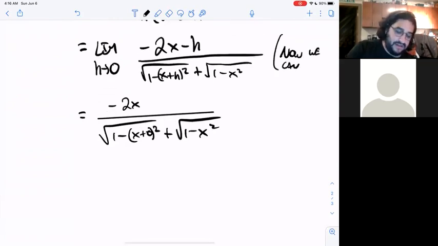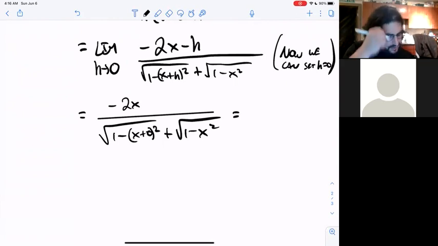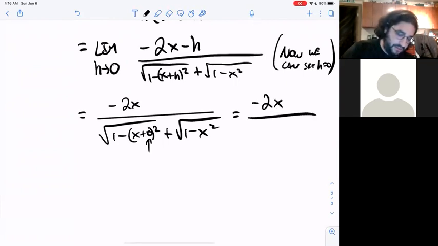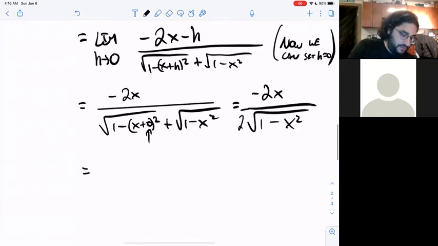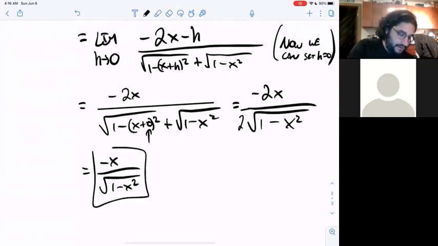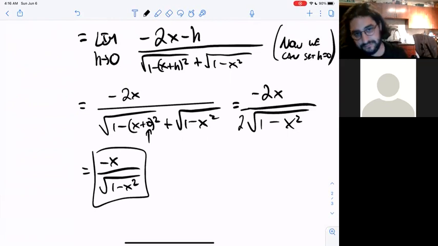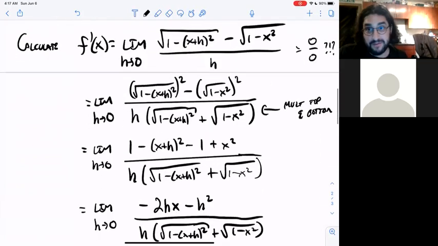Right, so now we can set h equals 0. It doesn't just blow up to 0 over 0 anymore. If you look at the bottom though, this 0 isn't doing anything, so those two terms are the same. So I actually just get negative 2x divided by 2 of these roots. Then the 2's cancel. And I get the tangent, right? So this is the derivative. This is the slope of the tangent because this equals f prime from way up here, right?